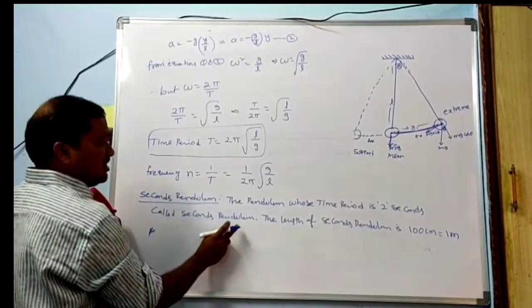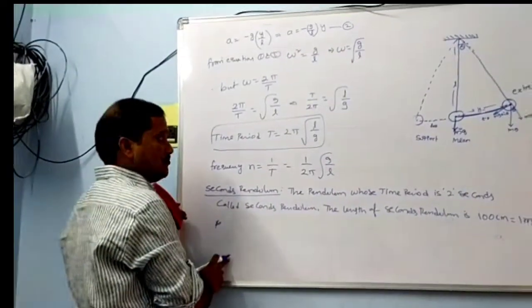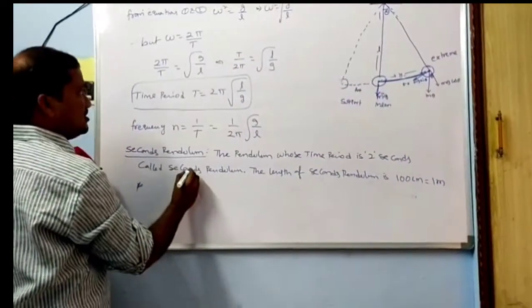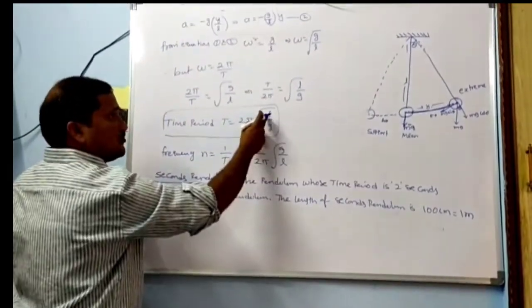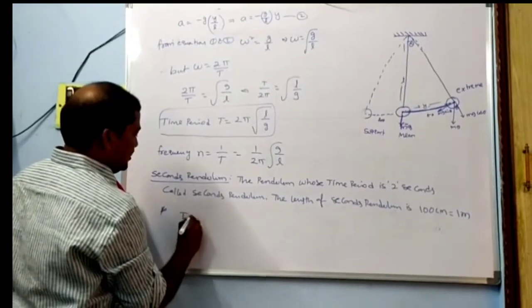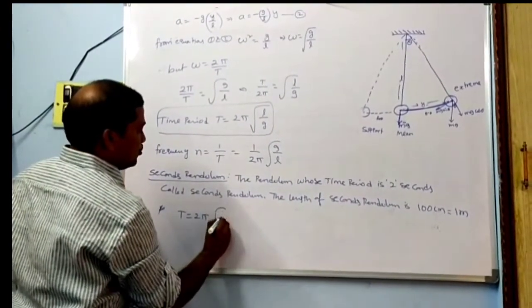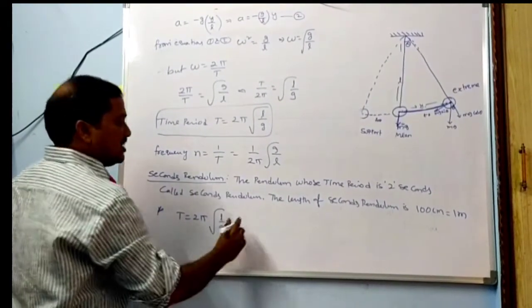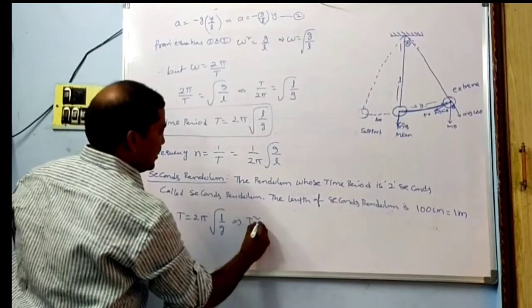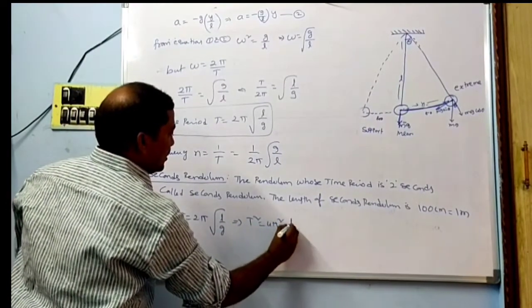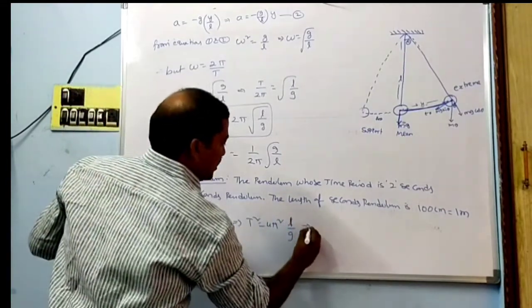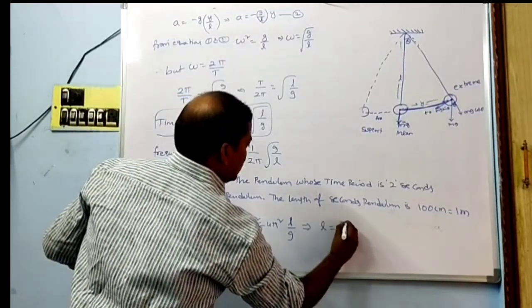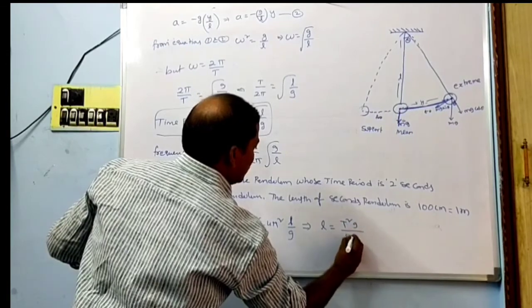So, how can you determine the length of the seconds pendulum? As we know, for a seconds pendulum T is equal to 2 seconds already. From that we can find the L value. We have T is equal to 2 pi under root L by g. Now, squaring on both sides, you will get T square is equal to 4 pi square L by g. So from that I will get L is equal to T square g by 4 pi square.